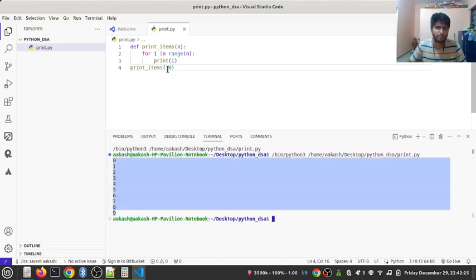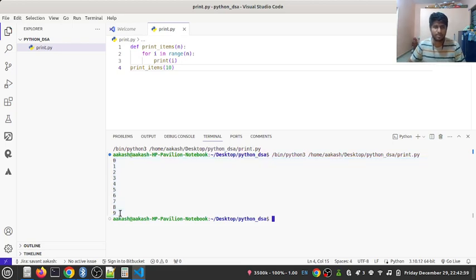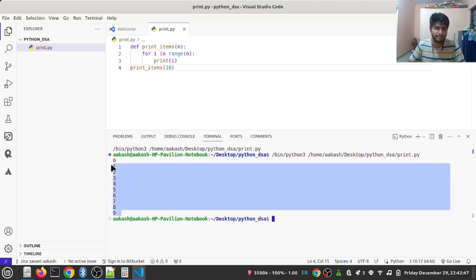How many inputs have you given here? 10. So 0 to 9 is how much? 10. 10 operations are happening. So what we can say is that big O is the worst case complexity for the number of inputs, and here n is 10.